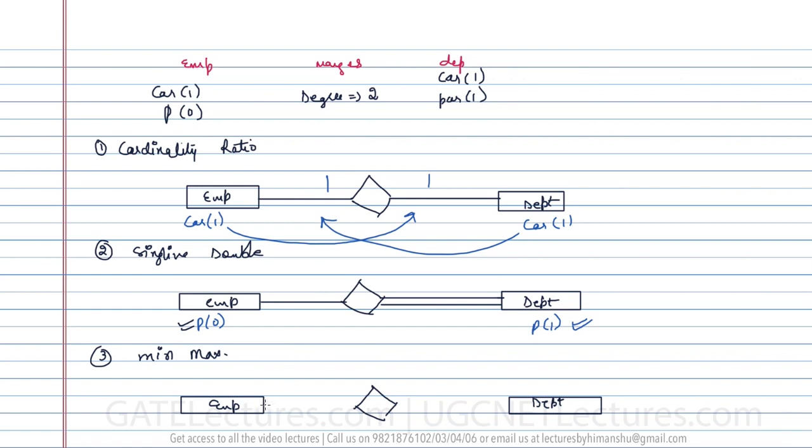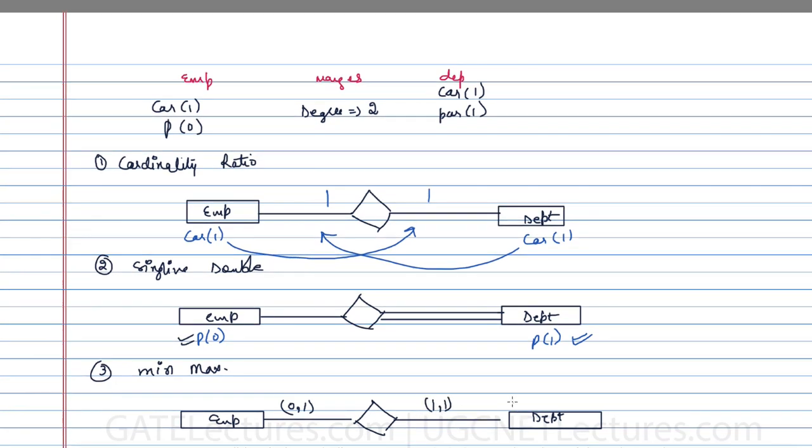And the next one is the min-max representation. That is, what is the minimum cardinality and what is the maximum cardinality. The minimum cardinality of employee is 0 and maximum is 1. The minimum cardinality of department is 1 and maximum is 1. So this is called the min-max representation.